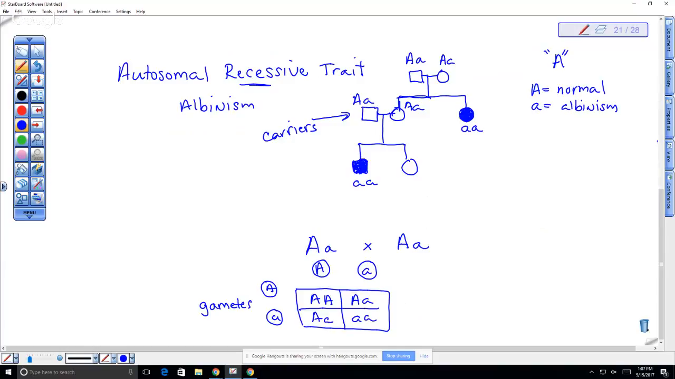Okay. Now, does that daughter have albinism? No. So I can actually get rid of this probability, right? So what is the probability that she is not a carrier? 1 out of 3. Okay, because I got rid of this possibility.